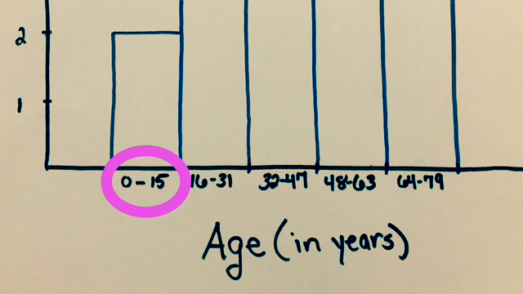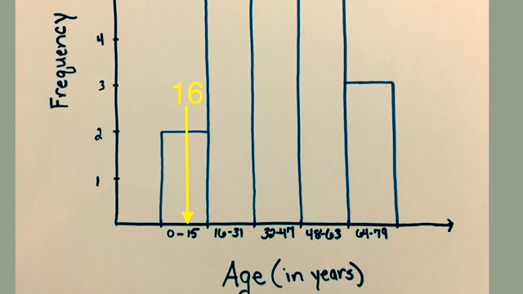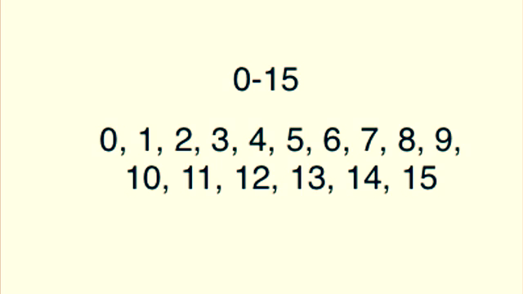Now let's focus on each bin separately. We'll start with the bin 0 to 15, which represents anybody that was 0 years of age all the way up to 15 years of age. How many ages or numbers are included in this bin? There are 16 ages represented in this particular bin. Here's why. We begin with the number 0, which counts, and then we count each consecutive whole number all the way up to the age 15, including the number 15. So there are 16 numbers in this group.